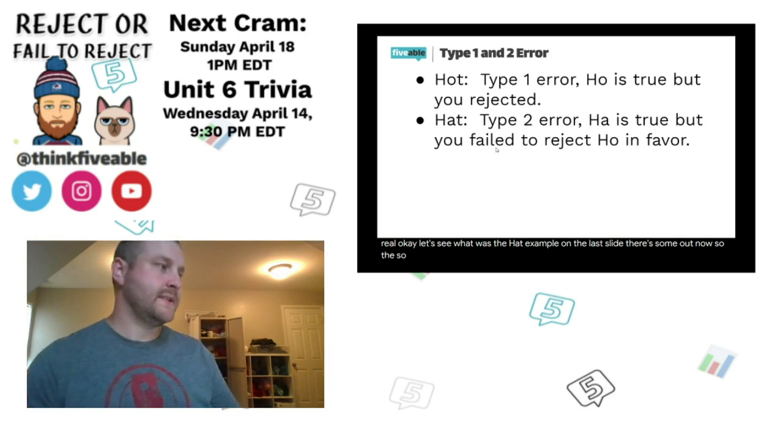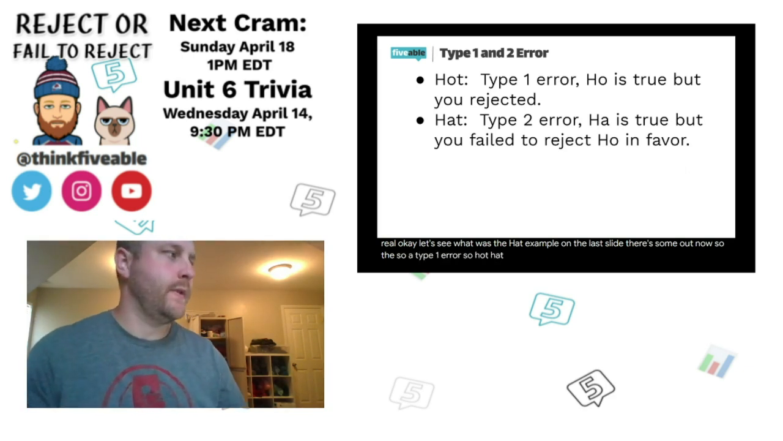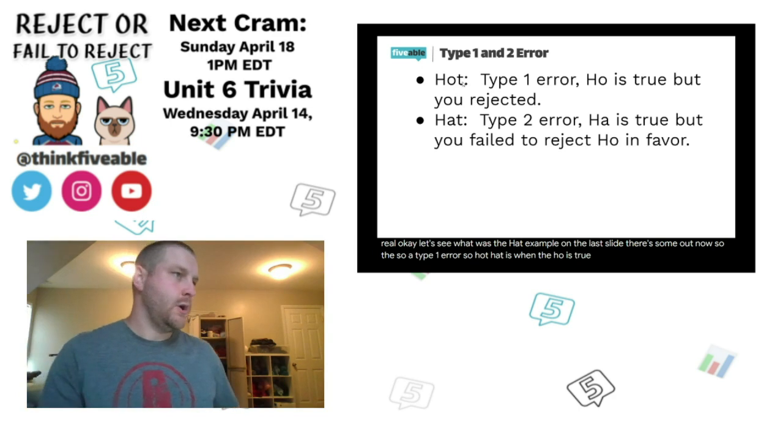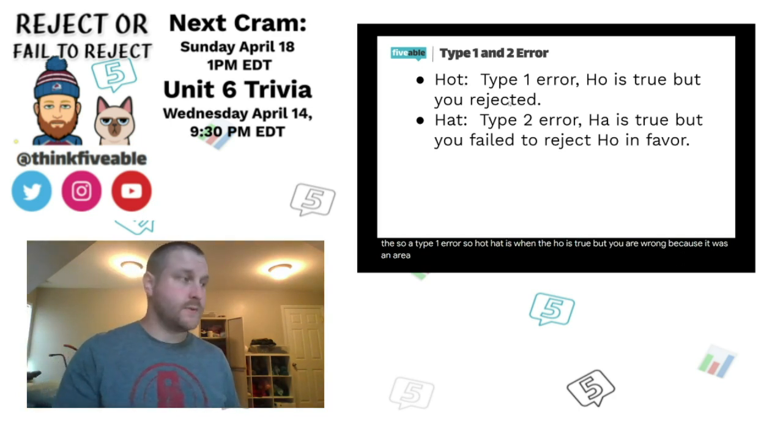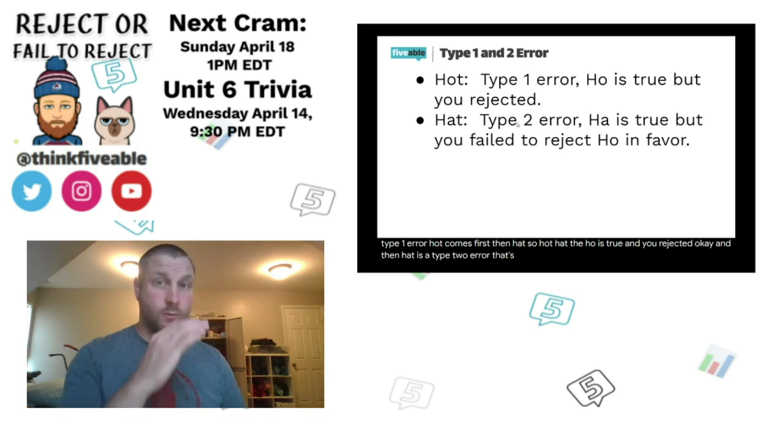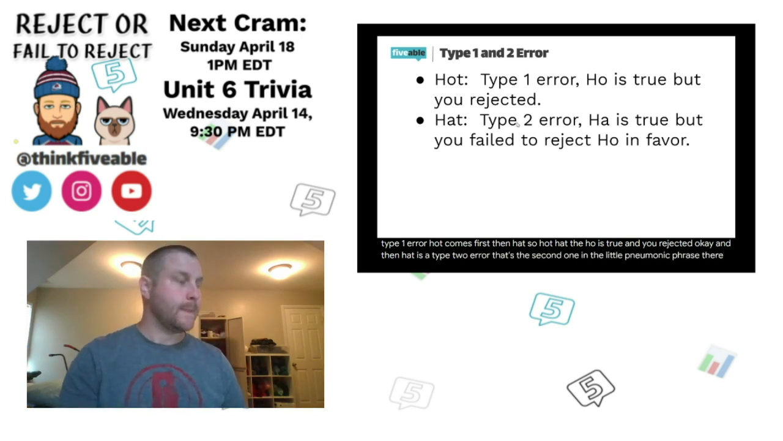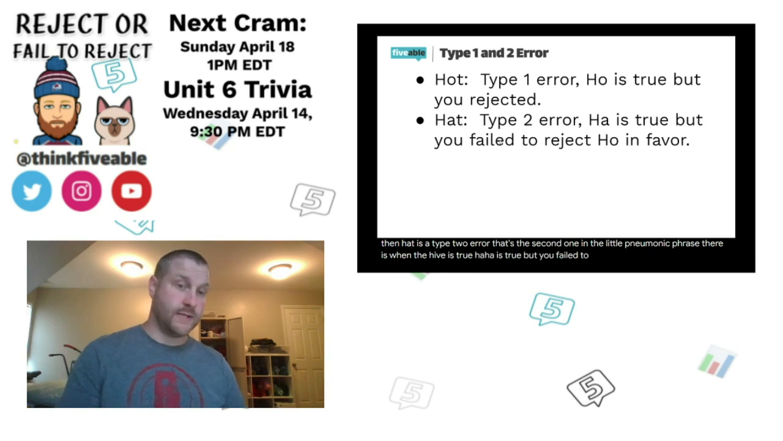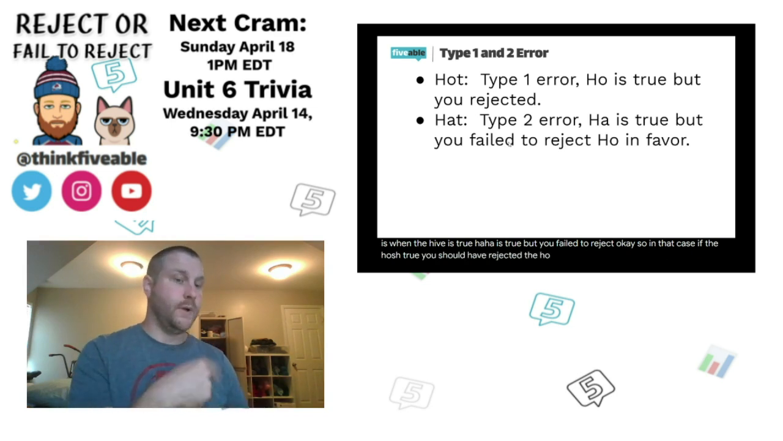So a type 1 error, so HOT HAT, is when the Ho is true, but you were wrong because it was an error, so you rejected. So you said that it was not true, and you rejected. That's a type 1 error. HOT comes first, then HAT. So HOT HAT, the Ho is true, and you rejected. And then HAT is a type 2 error. That's the second one in the little mnemonic phrase there. It's when the Ha is true, but you failed to reject.